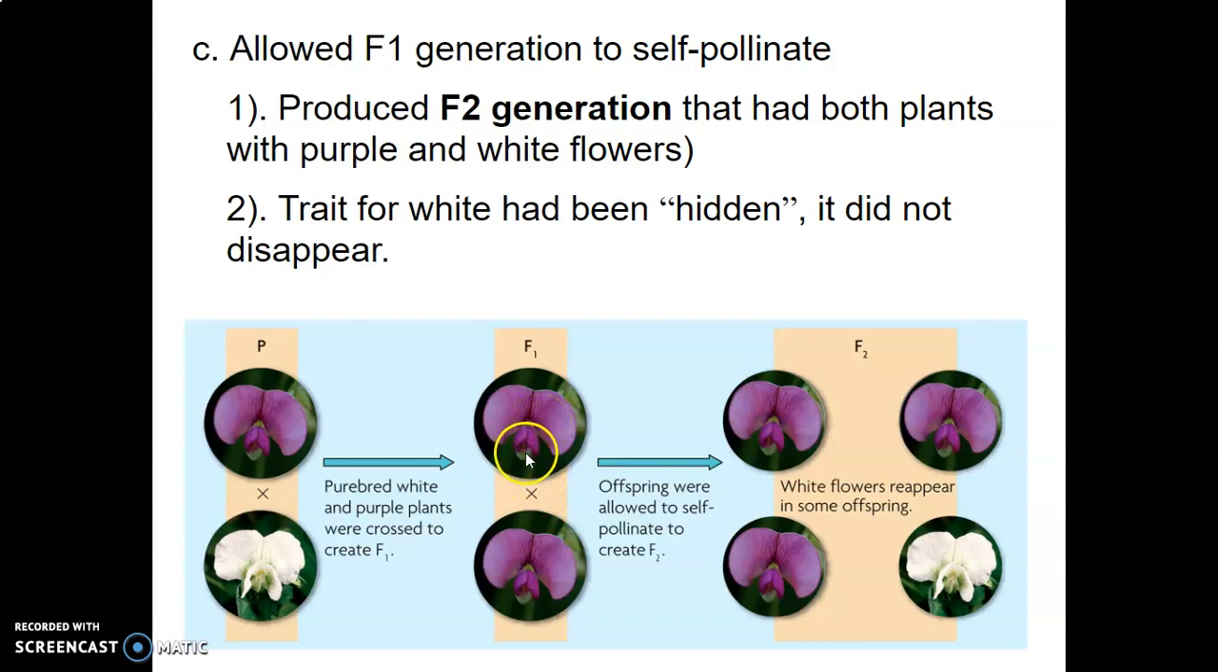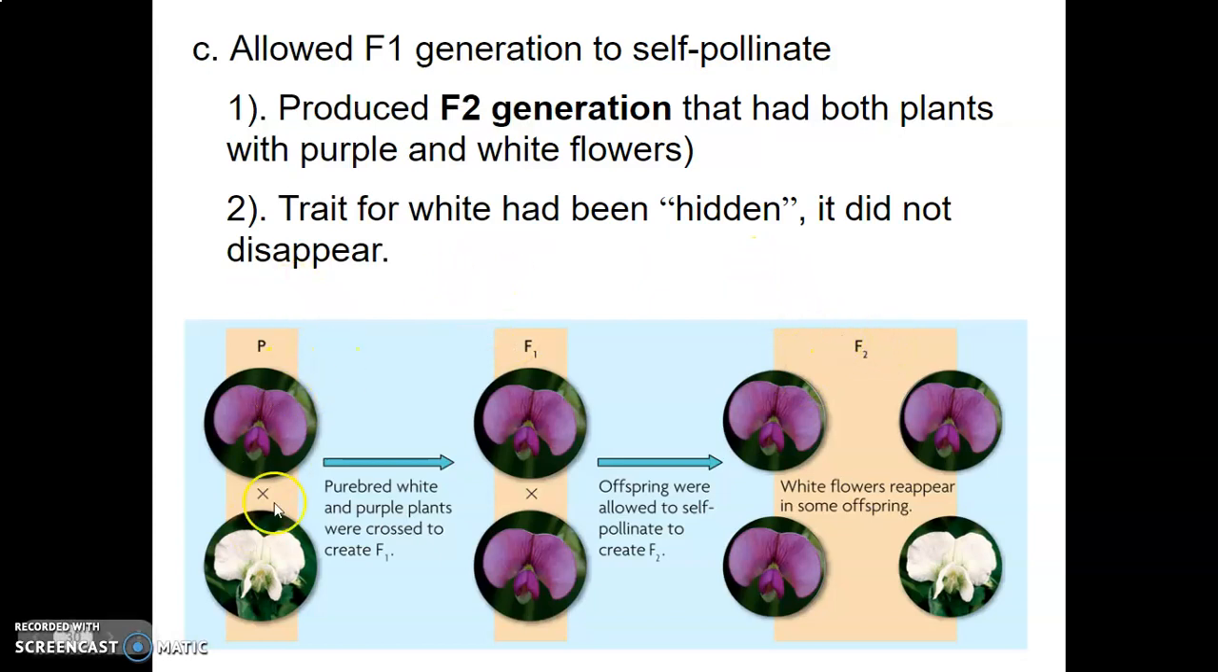He would either do this by taking a paintbrush and just moving the pollen from this plant down to where the egg cell was, or he would just leave it by itself, ensuring that bees or birds or wind didn't carry pollen from one to the other. Here's what he found in the F2 generation.